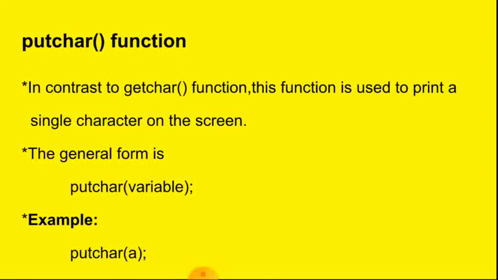The getchar function is used to read a single character, whereas the putchar function is used to print a single character on the screen. The general form is putchar(variable). Example is putchar(a). Here a is the variable.